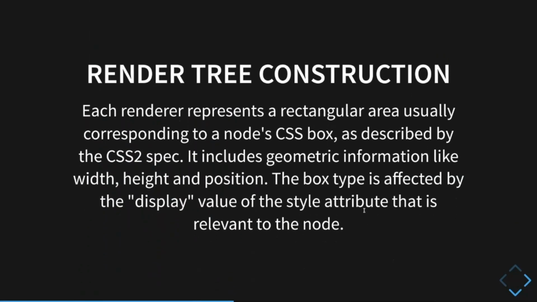Render tree construction. Each render represents a rectangular area, usually corresponding to a node's CSS box, as described by the CSS2 specification. It includes geometric information like width, height, and position. The box type is affected by the display value of the style attribute that is relevant to the node.